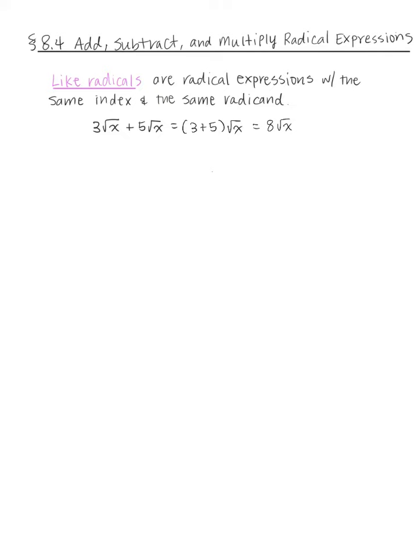Now let's look at something like 3 square root of x plus maybe 5 square root of x to the third. Do you think we can combine these two? The answer is no, because although we're given both square roots, the radicands are different. So this is not like radicals. So in this case, this expression cannot be simplified.